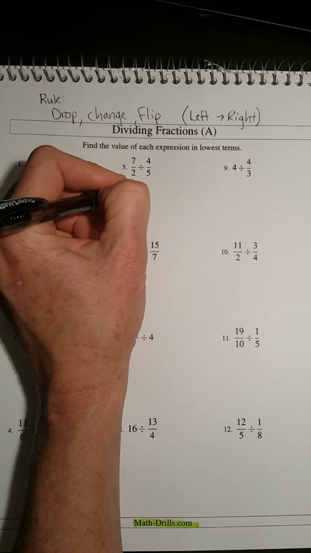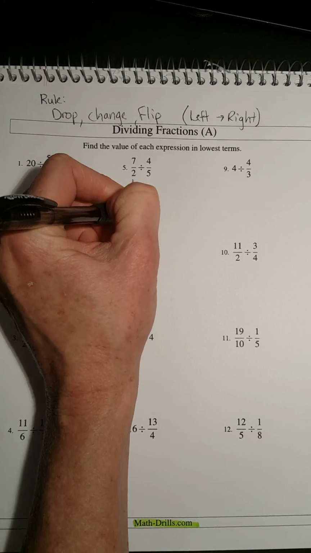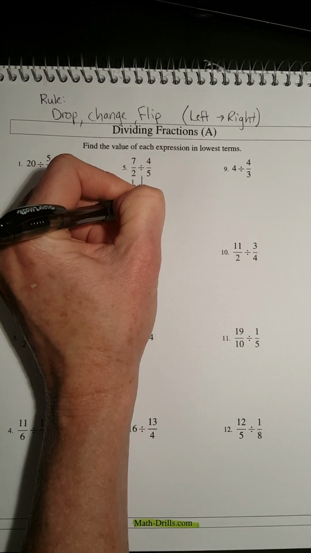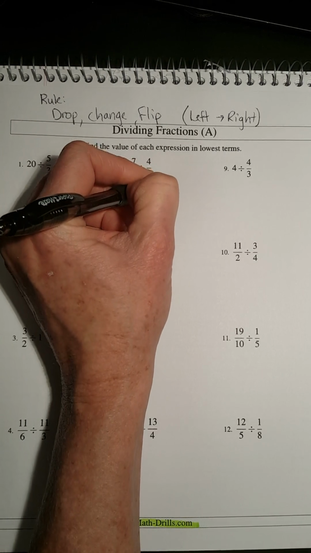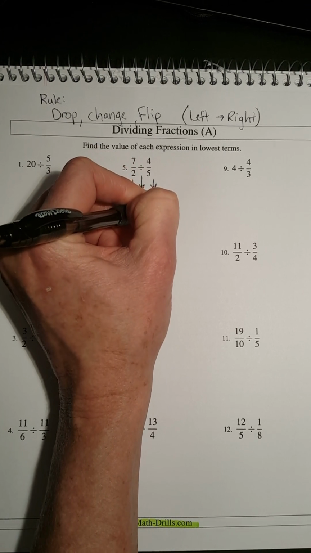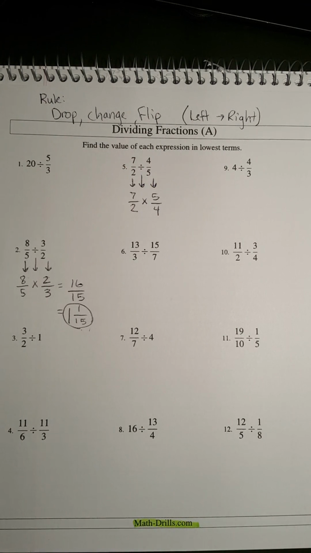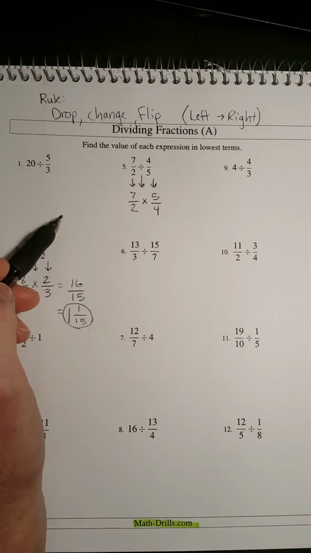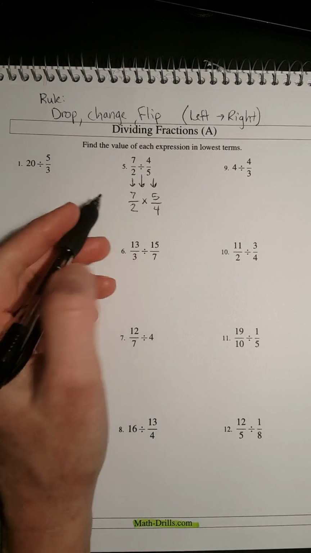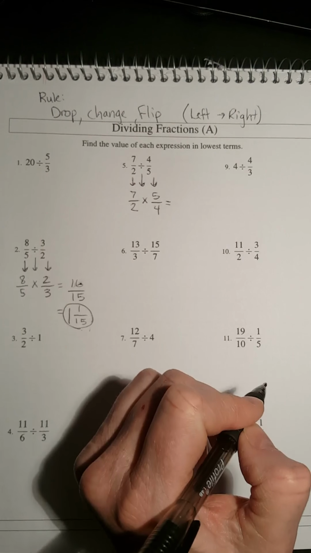Okay, let's try this guy. We're going to drop 7/2. We're going to change to a multiplication symbol. We're going to flip to 5/4. Okay, 2 and 5, no factors. 4 and 7, no factors. We have to multiply straight across.